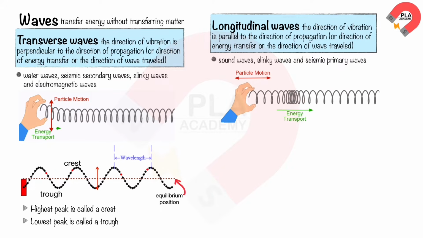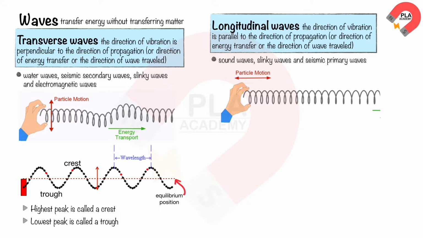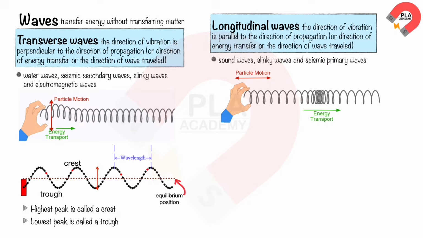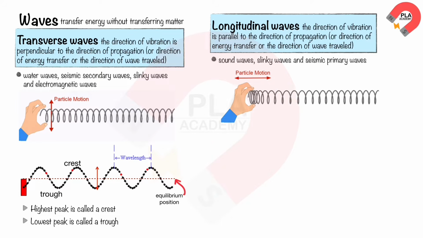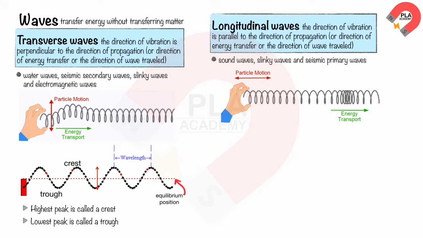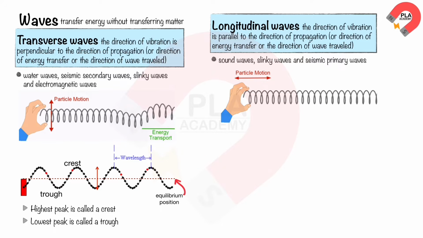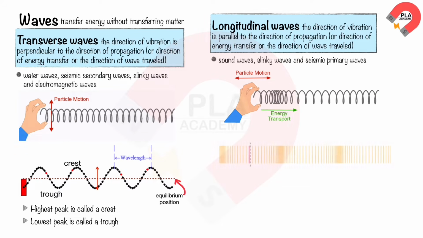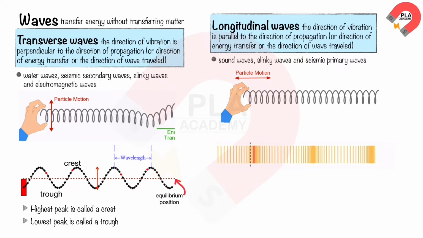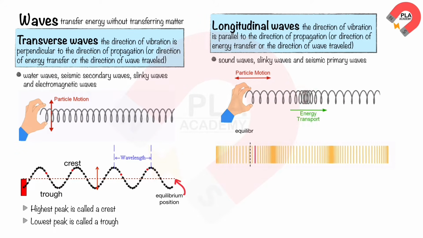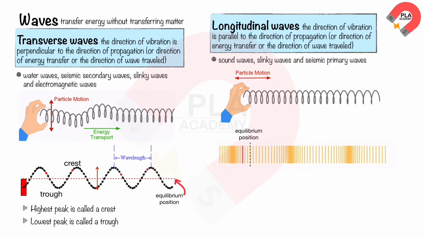We can demonstrate a longitudinal wave by shaking the spring forward and backward, as shown. The direction of vibration is forward and backward, which is parallel to the direction of wave propagation, or direction of energy transfer, or direction of wave travel, which is to the right. The direction of vibration is forward and backward, around the equilibrium position. This is the equilibrium position.